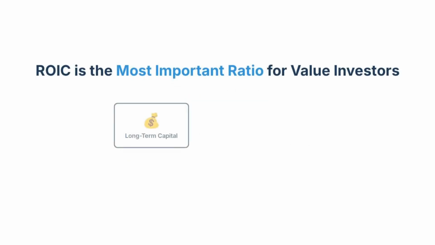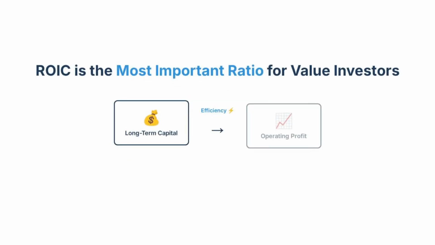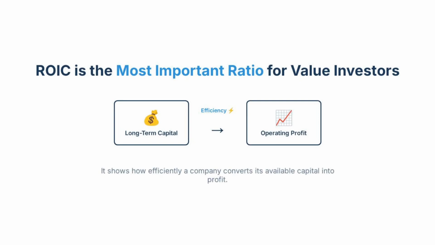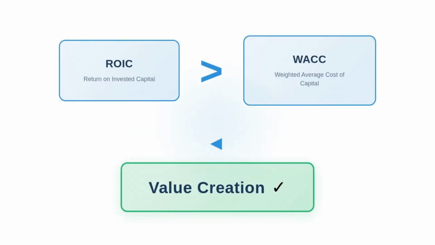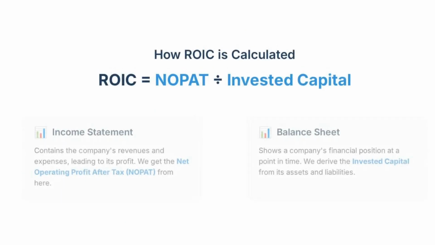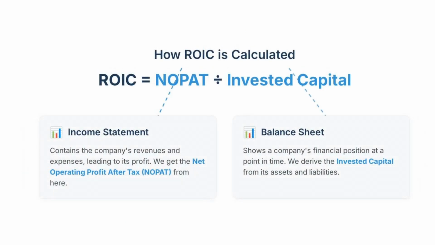ROIC means return on invested capital. This is the most important profitability ratio for value investors because it shows how efficiently a company converts long-term capital into operating profit. A company creates value only when ROIC is higher than its weighted average cost of capital, also known as WACC. To calculate ROIC, we use NOPAT, net operating profit after tax, from the income statement and divide it by invested capital from the balance sheet.